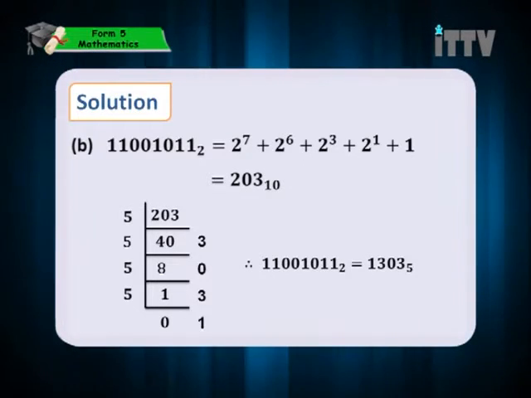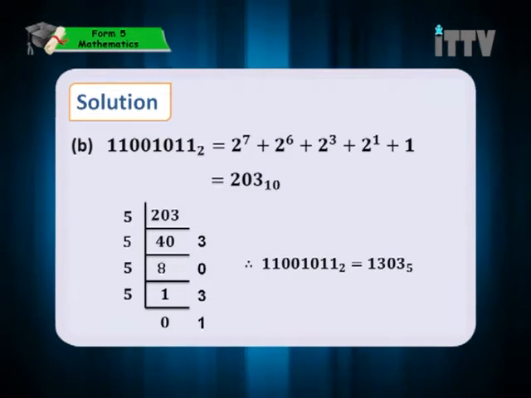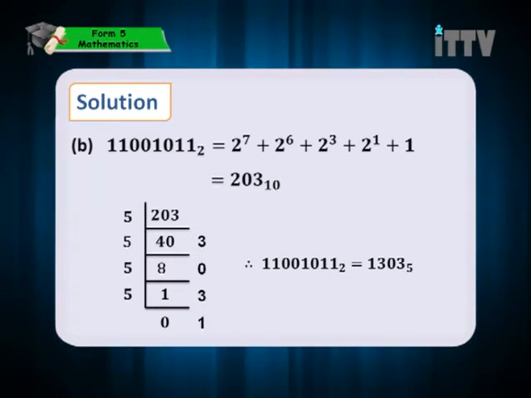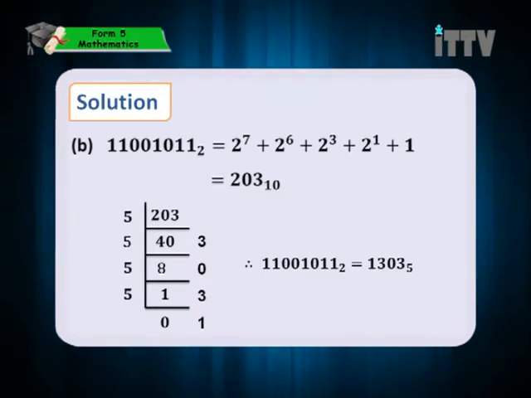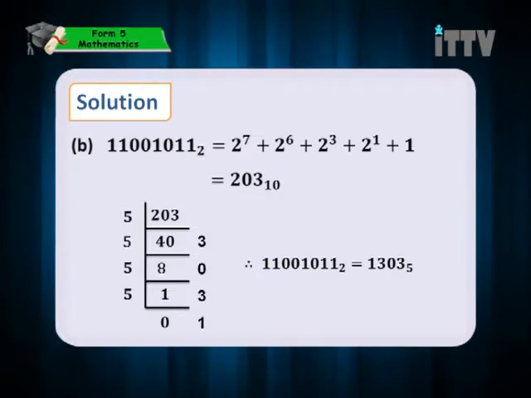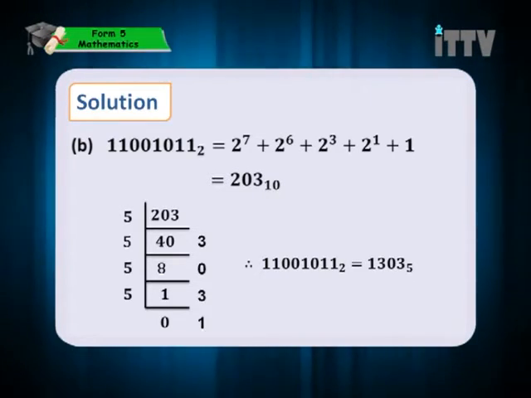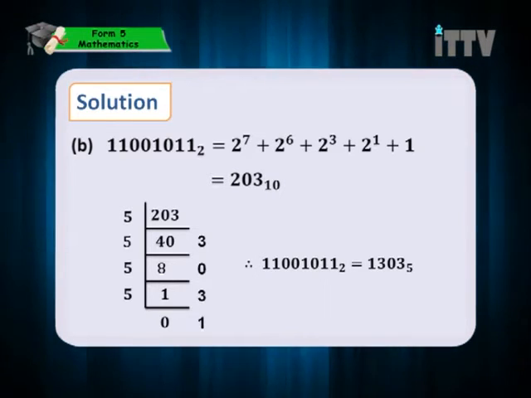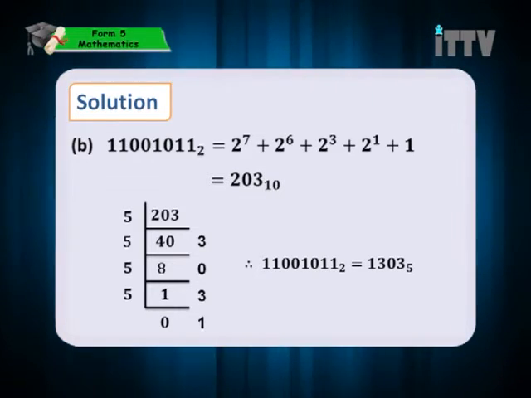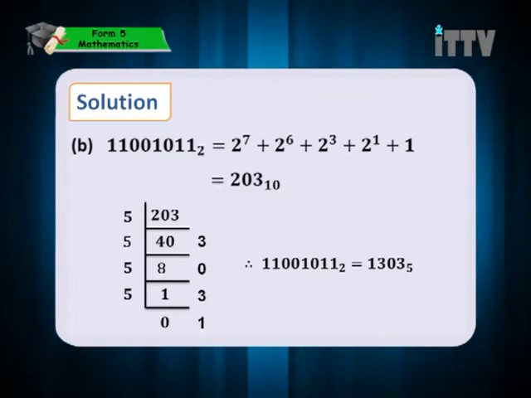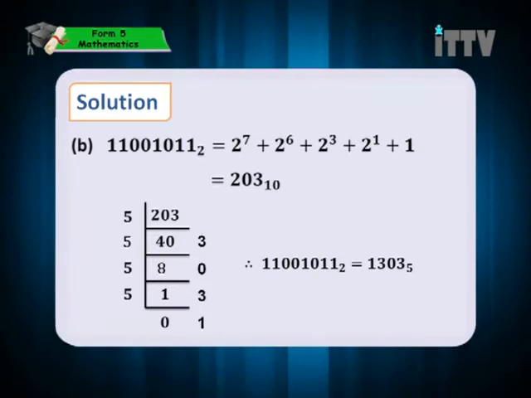11001011 in base 2. So how do you change it to base 10? Remember, using the expanded notation method. 2 to the power of 7, again, because it is actually 1 times 2 to the power of 7, but you can just write it that way because now we just want the sum. Plus 2 to the power of 6, plus 2 to the power of 3, plus 2 to the power of 1, plus 1. So we get 203 in base 10.